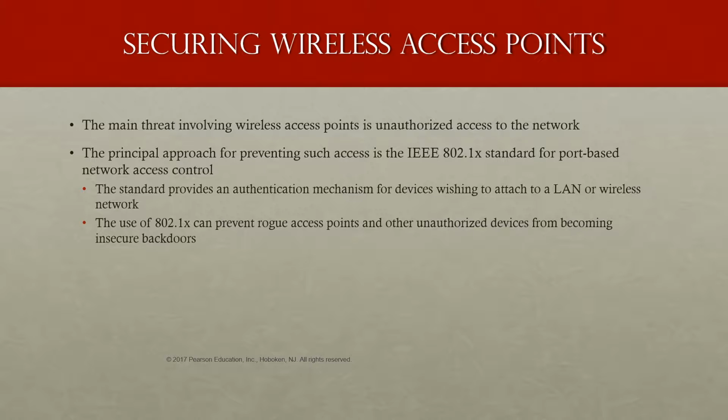The main threat involving wireless access points is unauthorized access to the network. The principal approach for preventing such access is the IEEE 802.1x standard for port-based network access control. The standard provides an authentication mechanism for devices wishing to attach to a LAN or wireless network. The use of 802.1x can prevent rogue access points and other unauthorized devices from becoming insecure backdoors. Section 5.3 provides an introduction to 802.1x.